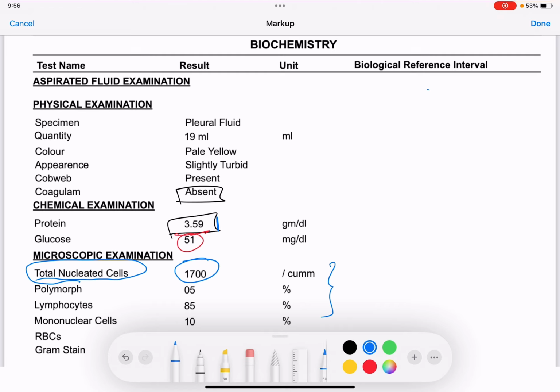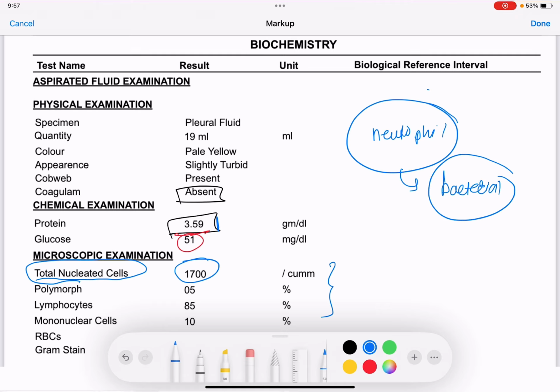Among this, if it is mainly neutrophil dominant, then it is very highly likely to be a bacterial infection. This bacterial infection can be pneumococcus, streptococcus, E. coli, proteus. Any gram positive or gram negative infection can definitely be there. But lymphocyte predominance is seen in viral infection, or very commonly, most of the time, tuberculosis is the most common culprit. So the cells are very high.